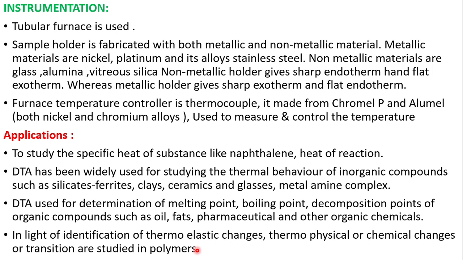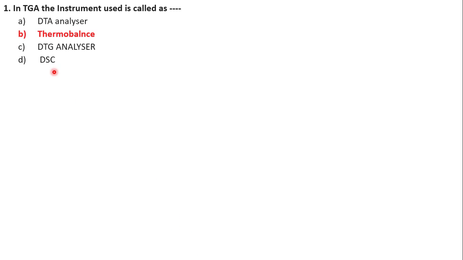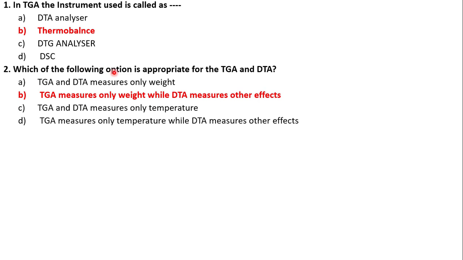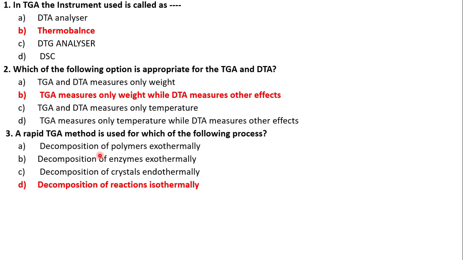Next, we discuss some multiple choice questions asked from the TGA and DTA techniques. First one, in TGA, the instrument used is called a thermobalance. Which of the following options is appropriate for TGA and DTA? TGA measures only weight while DTA measures other effects. Third one, a rapid TGA method is used for which of the following processes? It is used for decomposition reactions isothermally.